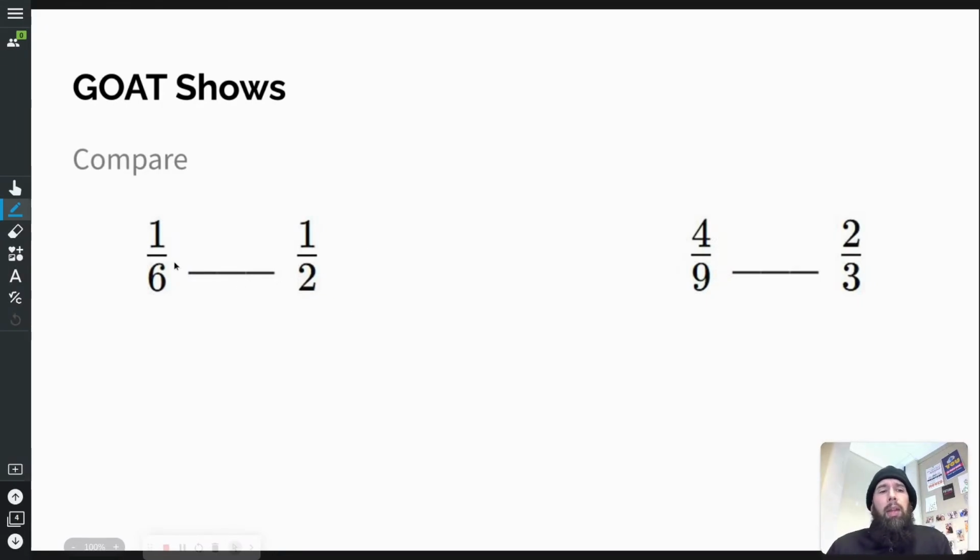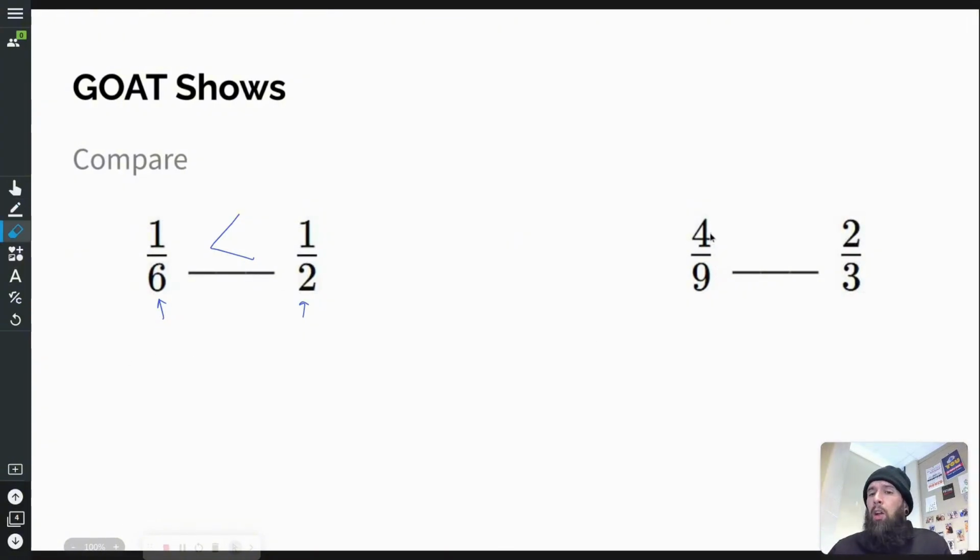Now I have 1 over 6 versus 1 over 2. Same numerator. If the numerators are the same, you're going to look at the denominators, and the smaller the denominator, the larger the fraction actually is. So since 2 is smaller than 6, this fraction is going to be smaller than, is less than 1/2. And again, if you don't believe me, draw a pizza with 6 slices, draw a pizza with 2 slices, color one of each. You're going to get more pizza with that guy right there.